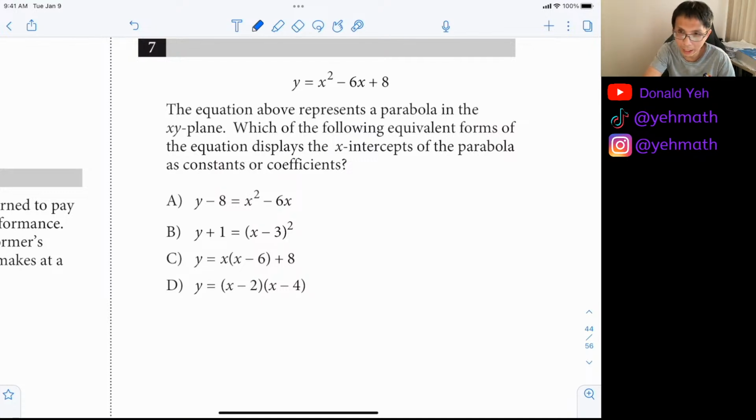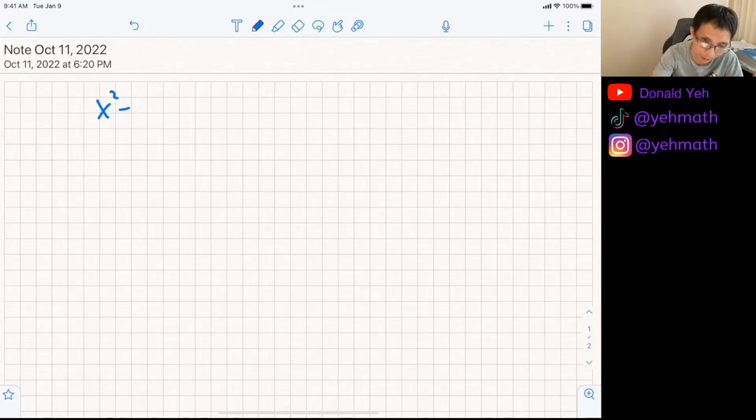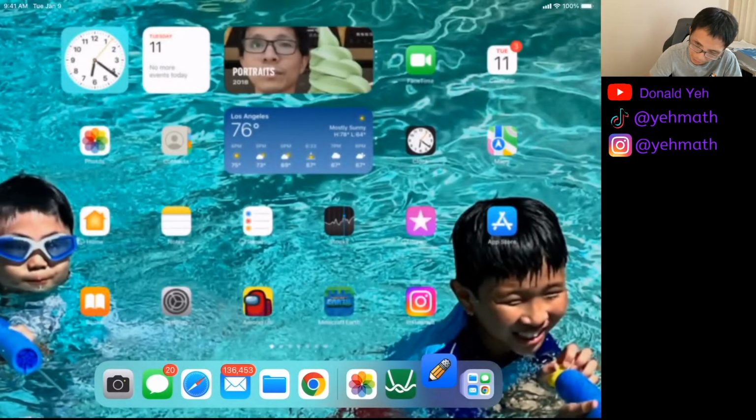So when I teach SAT, I don't just teach one thing. When I look at a question, I look at all the concepts related to it. X squared minus what? X squared minus 6x plus 8. Okay, so let's underline the keywords.